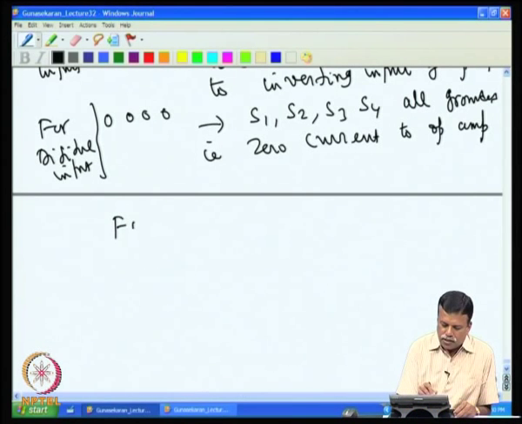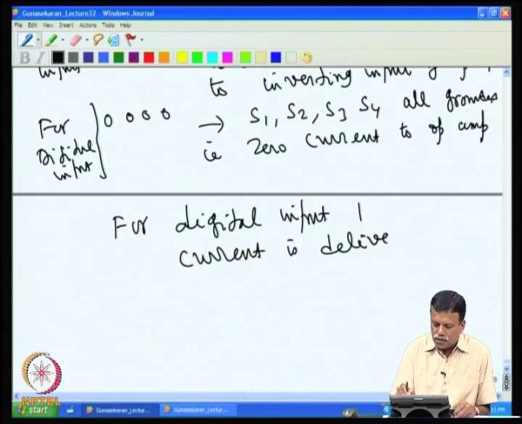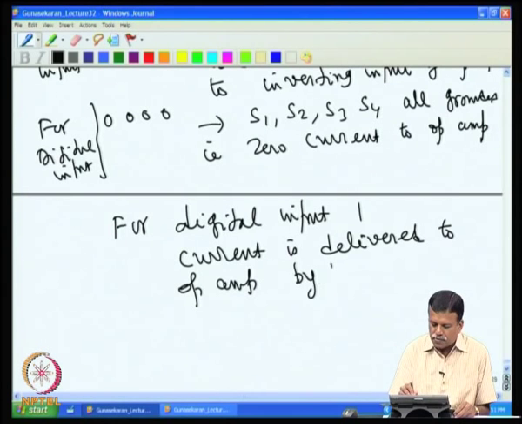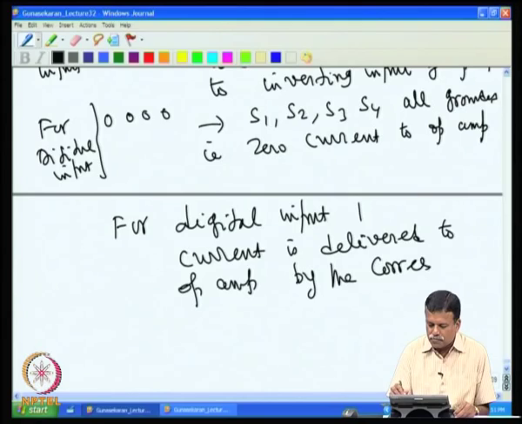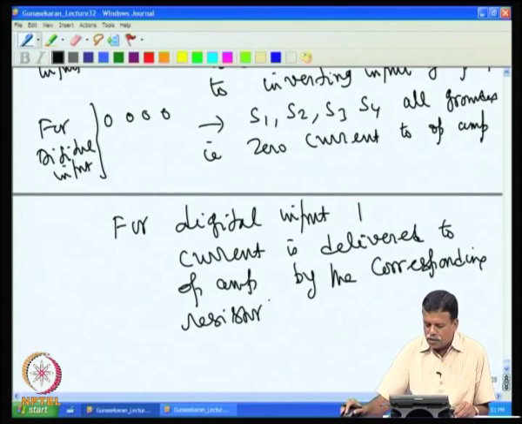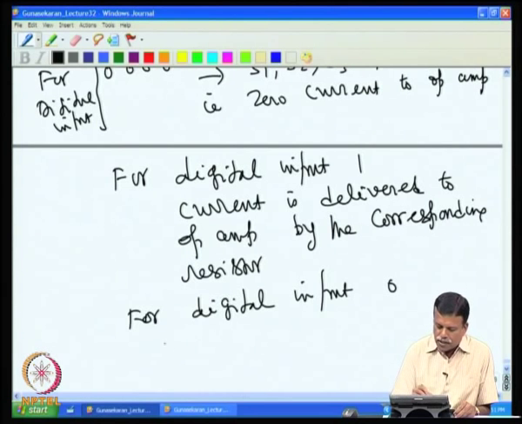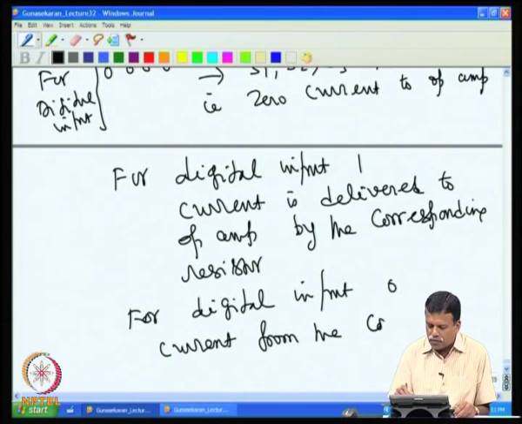So, for digital input of 1, the current is delivered to op amp by the corresponding resistor. For digital input 0, the current from the corresponding resistor is grounded.